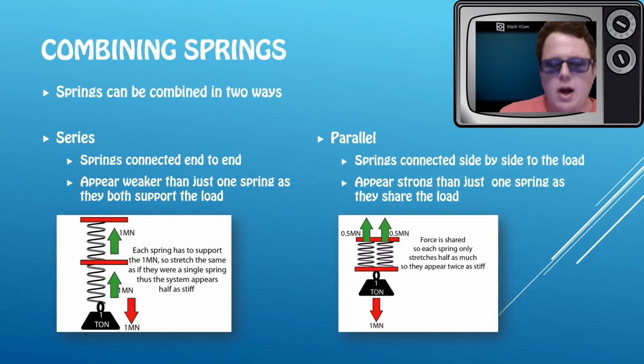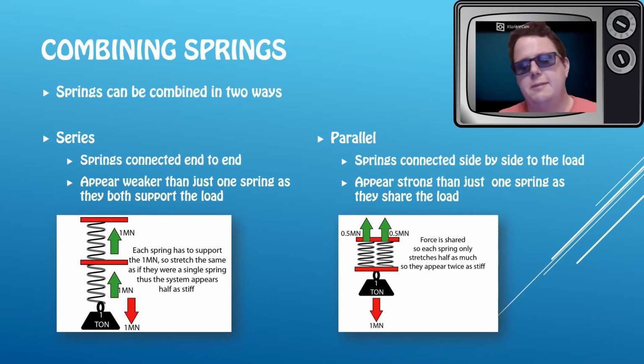Now you are also expected to know how to combine springs. Generally we can combine springs in one of two ways. We can combine them in series or we can combine them in parallel. If we combine them in series, we connect a spring end to end. And springs in series will appear weaker than just one spring.